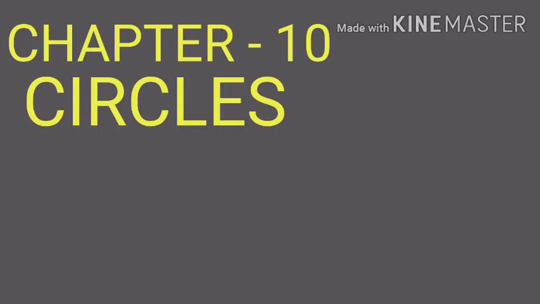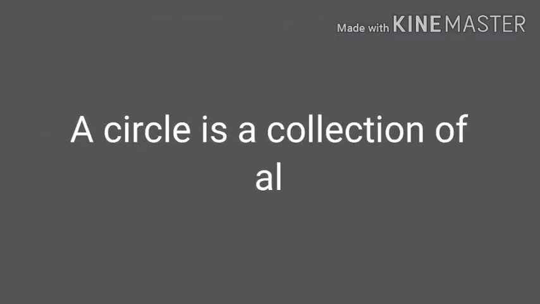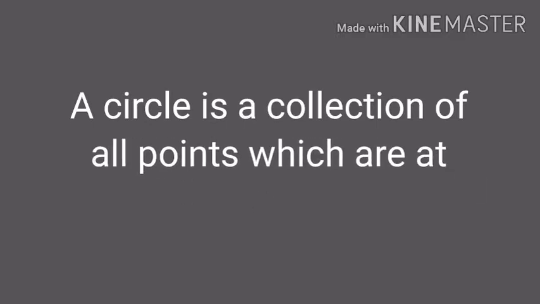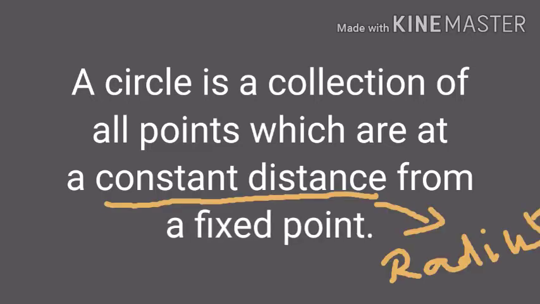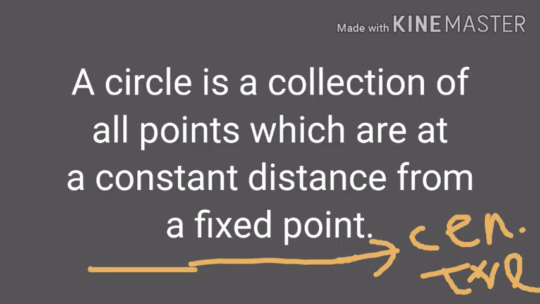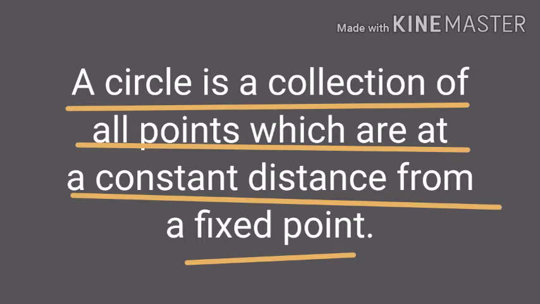First of all, the definition of a circle. A circle is a collection of all points which are at a constant distance from a fixed point. Here the constant distance is the radius and that fixed point is the center. Then the various terms related to a circle like chord, segment, sector, etc. you already studied in the lower classes.